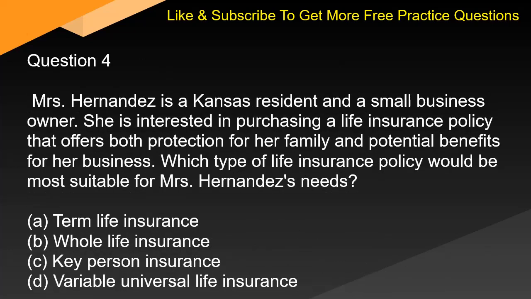Question 4. Mrs. Hernandez is a Kansas resident and a small business owner. She is interested in purchasing a life insurance policy that offers both protection for her family and potential benefits for her business. Which type of life insurance policy would be most suitable for Mrs. Hernandez's needs? A. Term life insurance. B. Whole life insurance. C. Key person insurance. D. Variable universal life insurance.